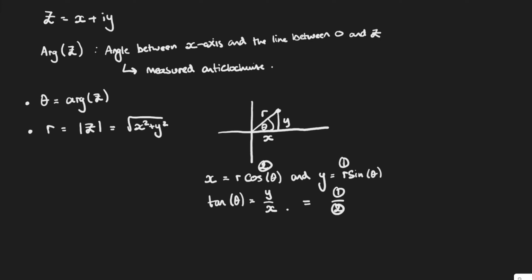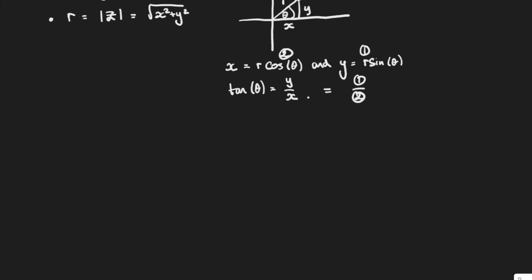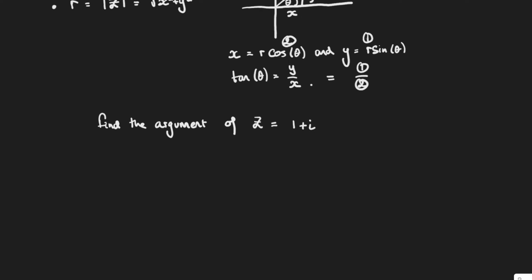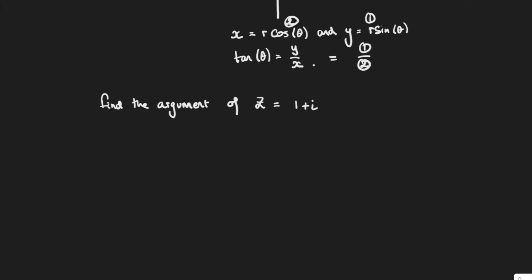Okay, so why is this useful? Well, say we would like to find the argument of this complex number here. We're just going to do 1 add i. Well, first we need to find theta, right? Because we know that the argument of z equals theta.